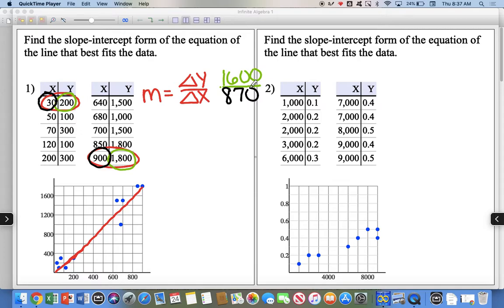You guys will need a calculator, and just to make it faster, just use your phone. All right, let's take 1,600 divided by 870. We can use decimals when we're estimating. Let's round to the nearest hundredth, so two places after the decimal. If you divide that, Donovan, what do you get? 1.84. You guys agree with that? 1.84?